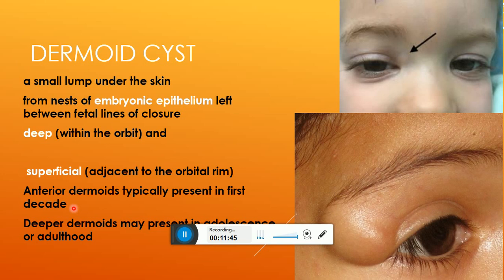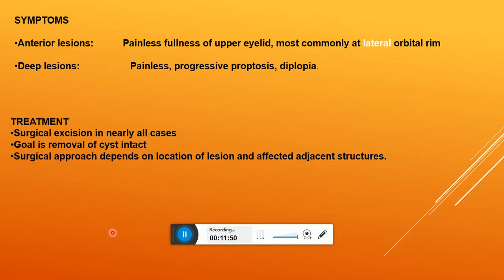So there are anterior dermoids, which present in the first decade, and deep dermoids, which present in adulthood. As for symptoms, with the anterior lesions there is fullness on the lateral orbital rim. Deep lesions are painless, and there is progressive proptosis and diplopia.